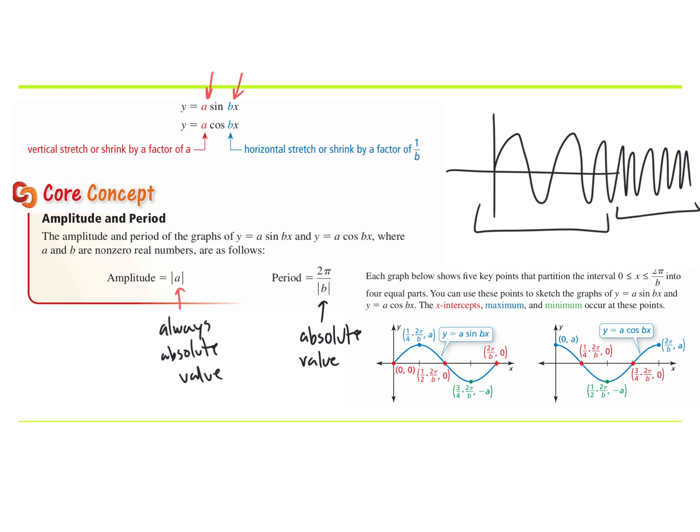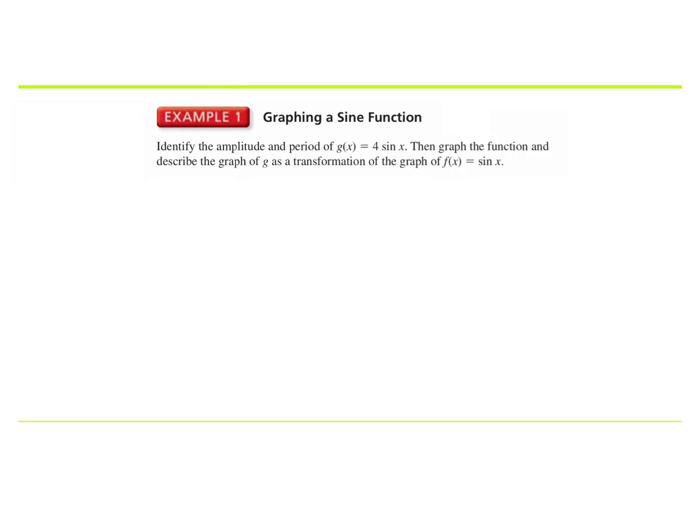It's shifted based on where you put the negative. So, graphing the sine function, identify the amplitude and period of g of x equals 4 sine x, and the graph of the function, and describe the graph of g as a transformation of the graph of f of x equals sine of x.